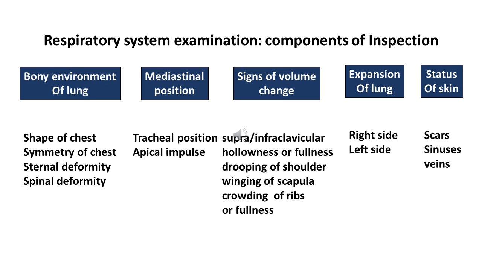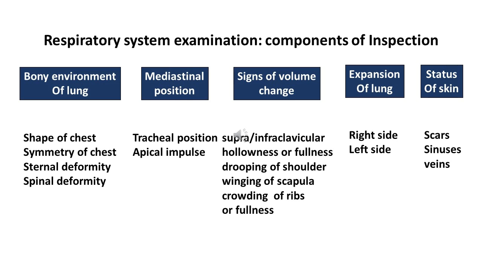Inspection of the respiratory system is the first step in the examination of the lungs. The components can be divided into five, as you can see there. The first being the bony environment of the lung, followed by assessment of the mediastinum, assessment for signs of any volume change, expansion function of the lung, and the status of the skin.